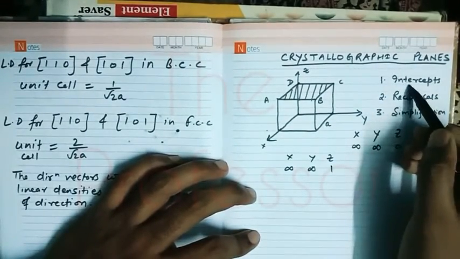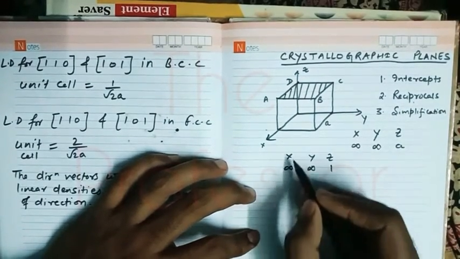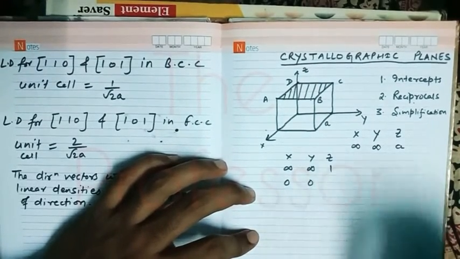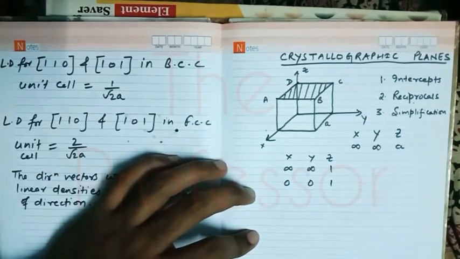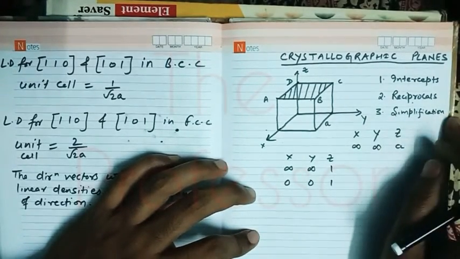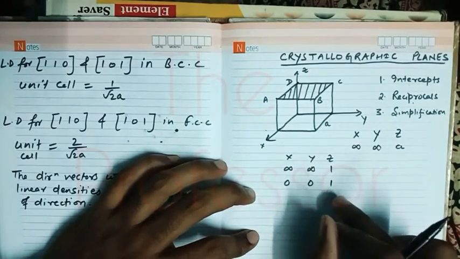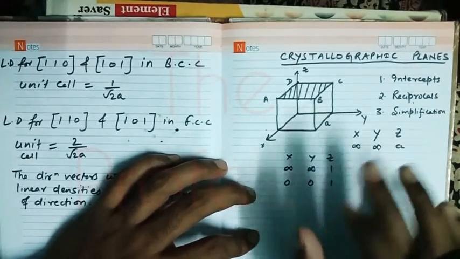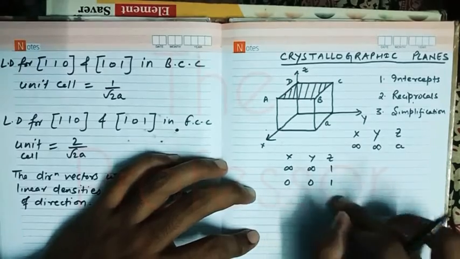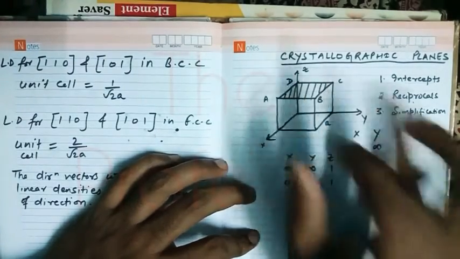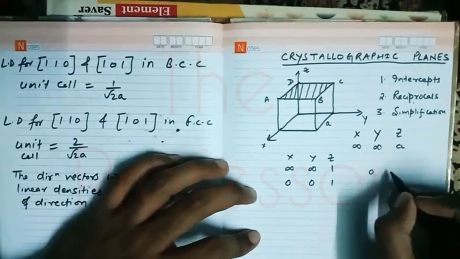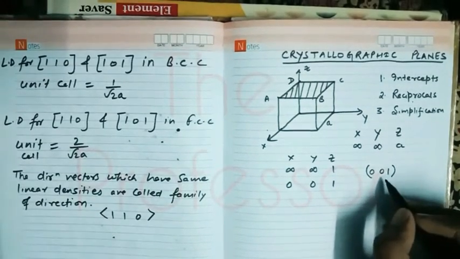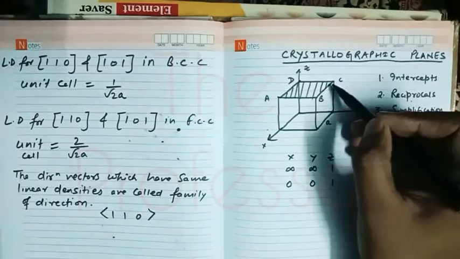Now the second step is to take reciprocals. When you take the reciprocal, 1 by infinity will convert into 0. Again 1 by infinity will convert into 0, and 1 by 1 will lead to 1 only. Now here we don't need any simplification because we already have all the three Miller indices in the form of smallest possible integers, right? So these three numbers which we get here are the final Miller indices indicating the location of this particular plane. When we write these three numbers in a parenthesis bracket, then these three represent the Miller indices for this particular plane.